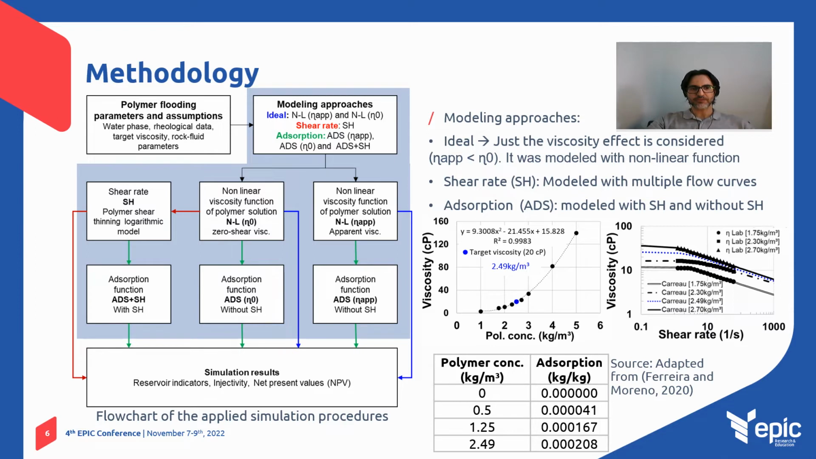Here in this graphic, we can observe the apparent viscosity for each polymer concentration. The target viscosity was 20 cP, which was reached by this polymer concentration. As we don't have the flow curve of this polymer concentration, we estimated the values according to the Carreau parameters of these two flow curves here. And here we present the adsorption function that was obtained from the literature data.